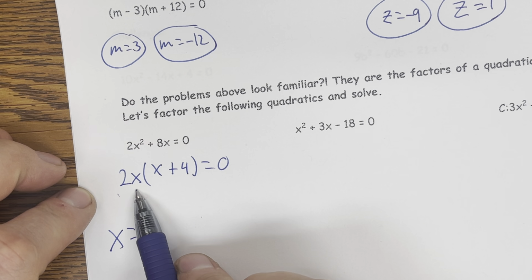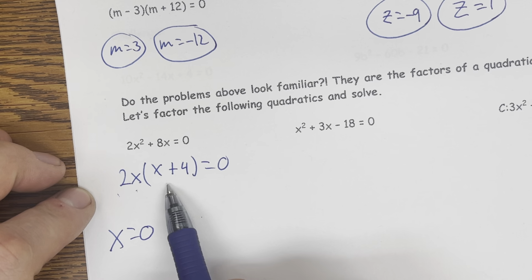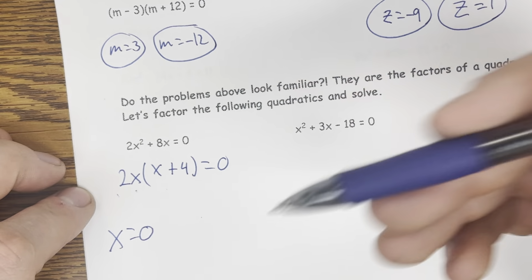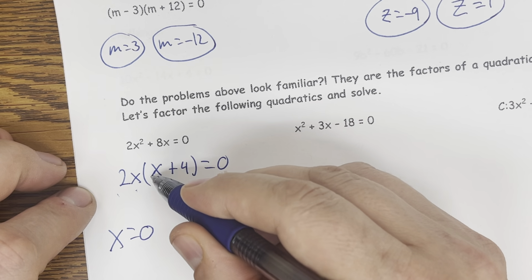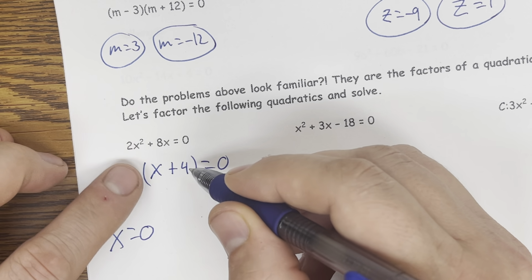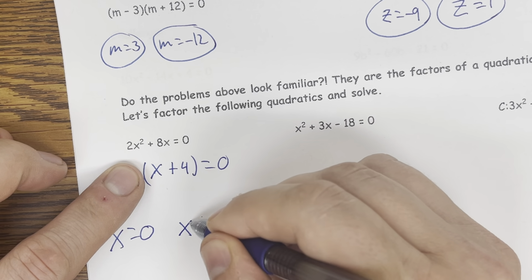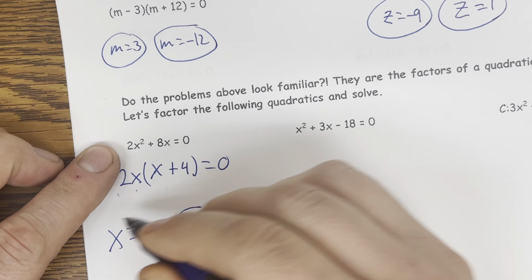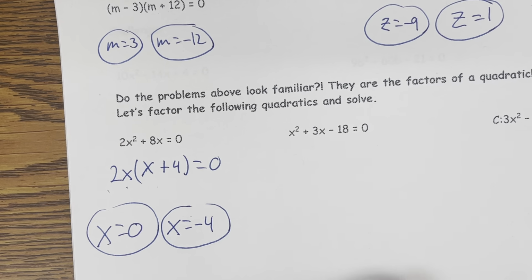Because 2 times 0 is 0, then when I multiply this by that value, no matter what it is, I'll still get 0. And then inside our other set of parentheses, x plus 4 has to equal 0. That would be x equals negative 4. Those are our 2 solutions.